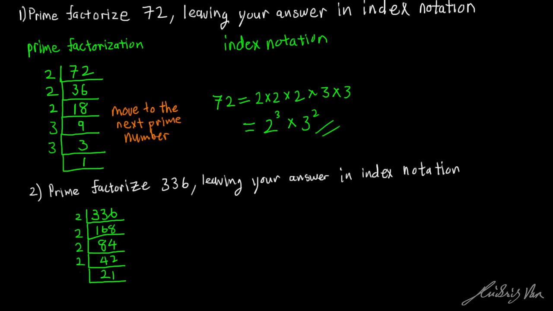Now 21 we cannot divide by 2 anymore, so we move on to the next prime number, which is 3, because 21 is divisible by 3. So 21 divided by 3 will give us 7. 7 is not divisible by 3, so we move on to the next prime number, 5. Can 7 be divided by 5? No. So we move on to the next prime number, which is 7. So 7 divided by 7 will give us 1. So 336 in index notation will be equal to 2 to the power of 4, because we can see that there are four 2's, times 3 times 7. And this will be our answer.